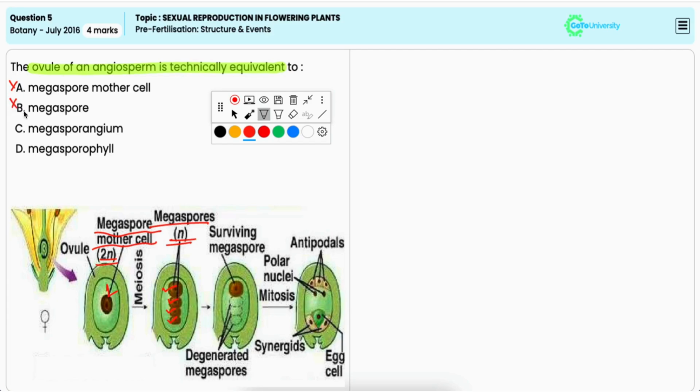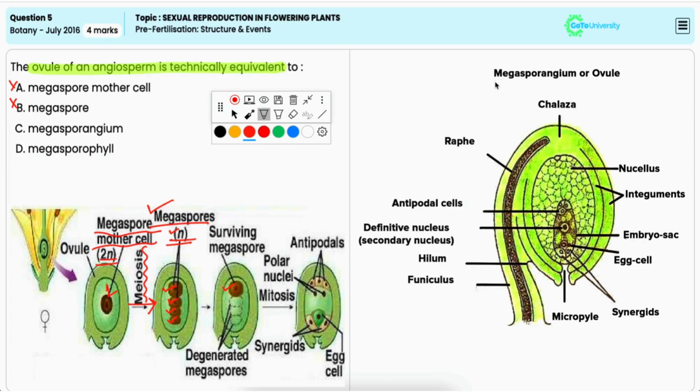It is also incorrect because it is a haploid cell that develops from the megaspore mother cell after meiosis. And it is one of the cells within the ovule, but does not represent the ovule as a whole. Option C, megasporangium. The ovule in angiosperm is equivalent to the megasporangium as it contains the structures that are responsible for producing and housing the female gametophyte, that is the embryo sac. Hence, it is the correct option.